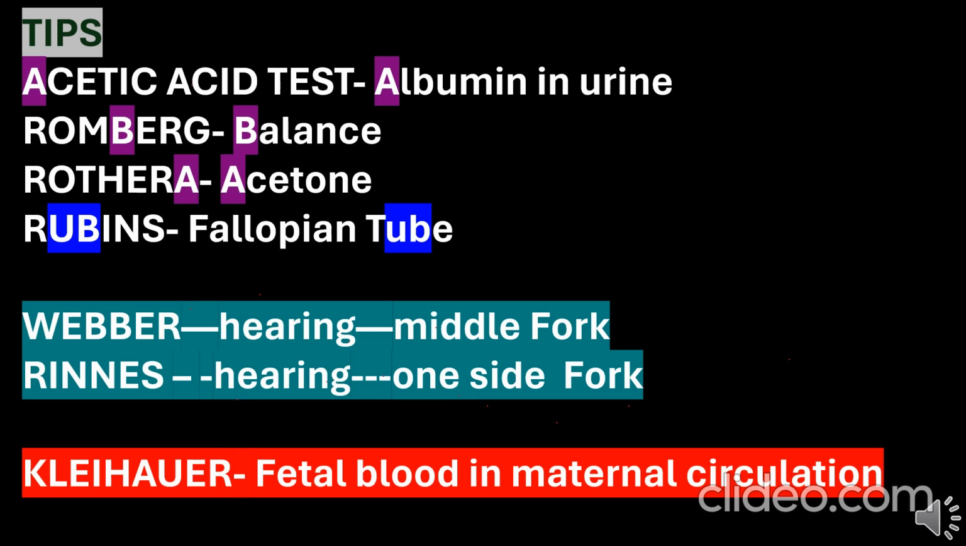B is highlighted. Rorschach psychological analysis. CH is highlighted. Rothera acetone. A is highlighted. Rubin's fallopian tubes. Weber hearing middle fork, Rinne hearing one side fork. So compare the fork position and remember the diagram for Weber and Rinne test for hearing. Clay-Hove fetal blood in maternal circulation.